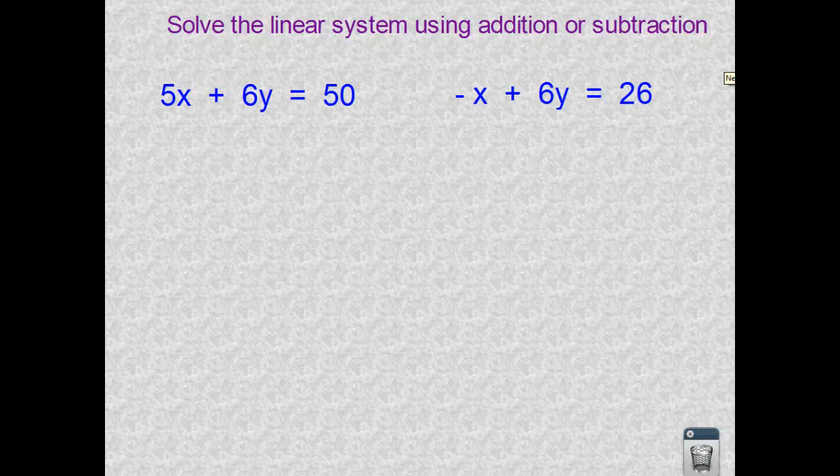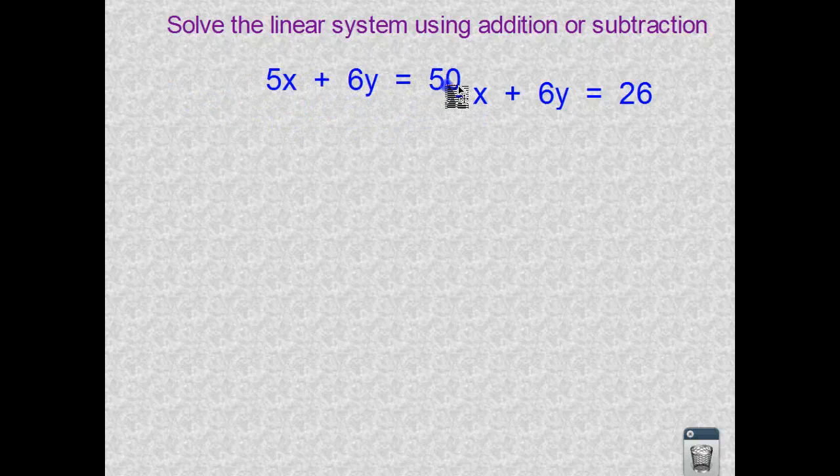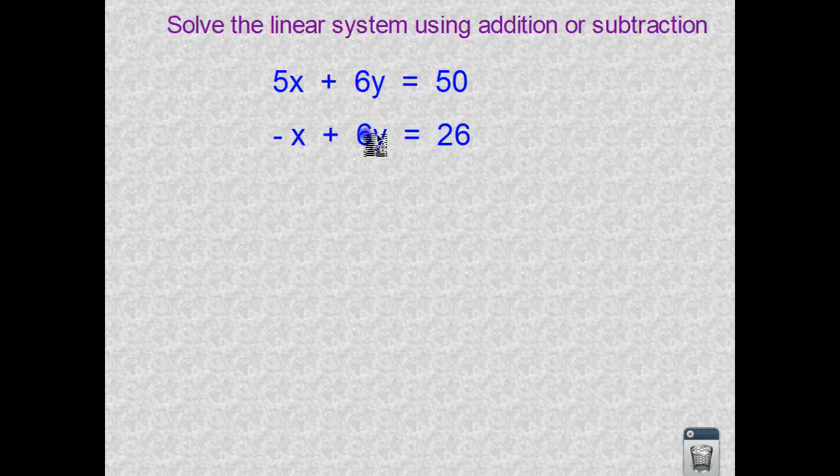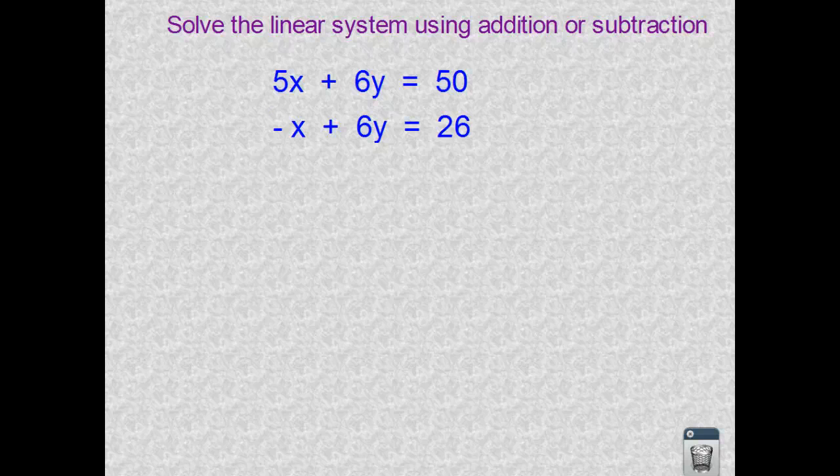Here's another example. Please pause the video and try this one on your own. Okay, we're back. First step is make sure that we have our x and y values in line. And I am again going to take the 50 and put the 26 underneath it. We'll see what that does for us. Let's choose an operation that is going to eliminate one of my two variables.